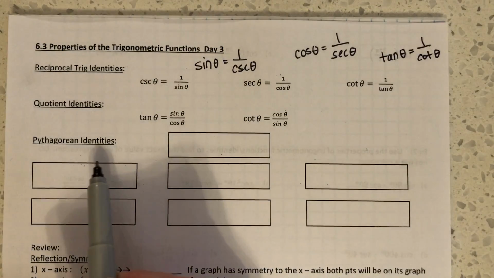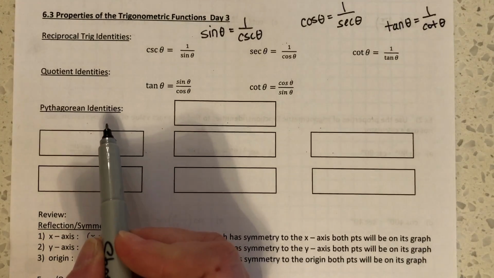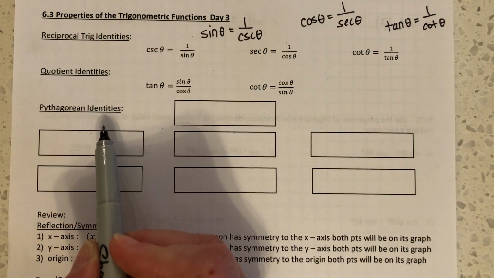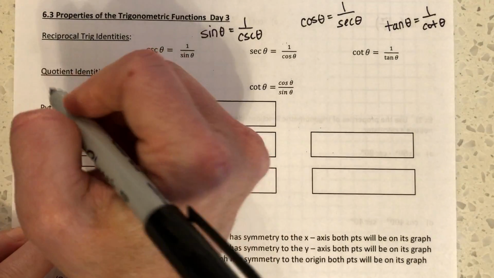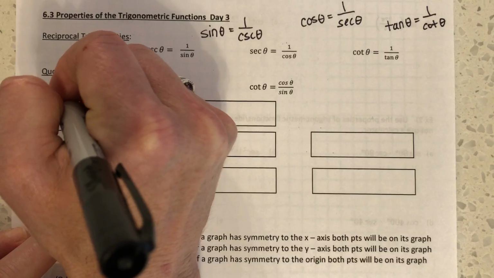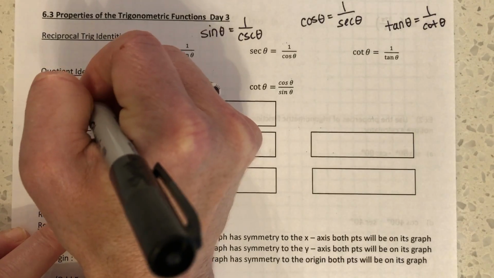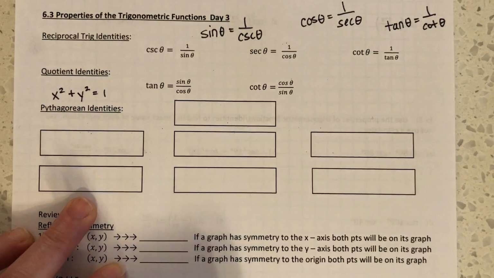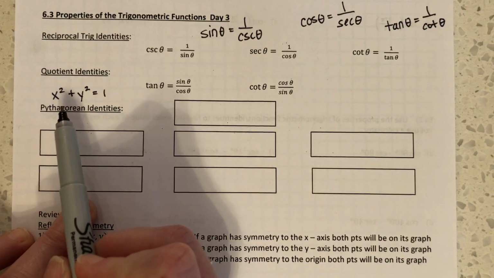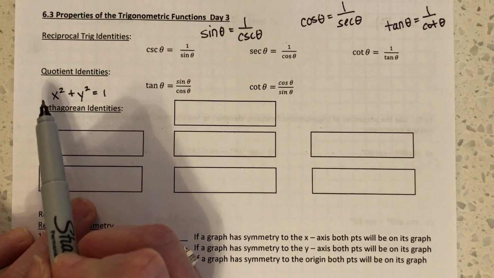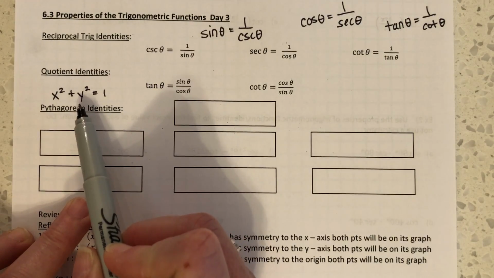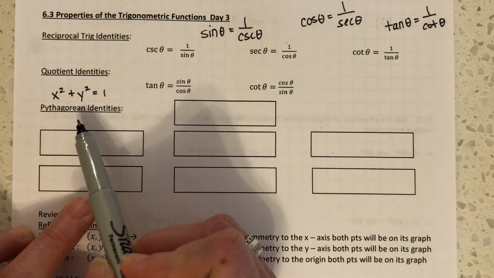All right, and then we have our really important Pythagorean identities, which all come from the equation of the unit circle. And the equation of the unit circle said that x squared plus y squared equaled 1, because it's centered at (0, 0) with a radius of 1. Well, remember, on the unit circle, the x-coordinate represented the cosines of all of those angles. The y-coordinate on the unit circle represented all the sines of all of those angles.